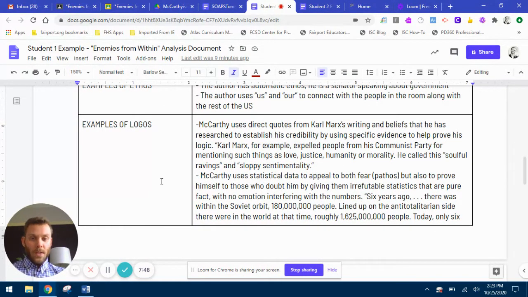As you go down, now this is a really good example. Not only does this student explain that clearly he has researched McCarthy and has done research to establish his credibility, but then she goes on to give examples of the statistics that he uses in an attempt to present a sensible or logical argument.